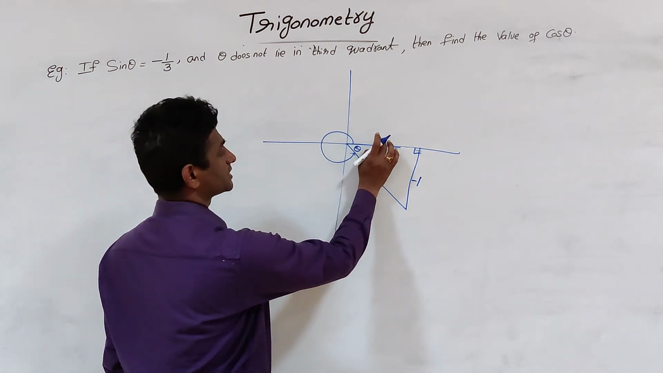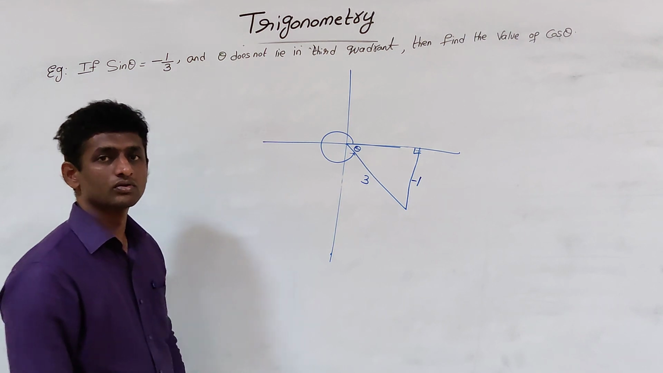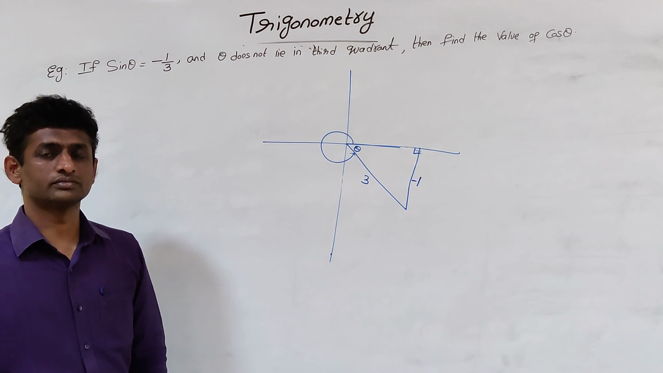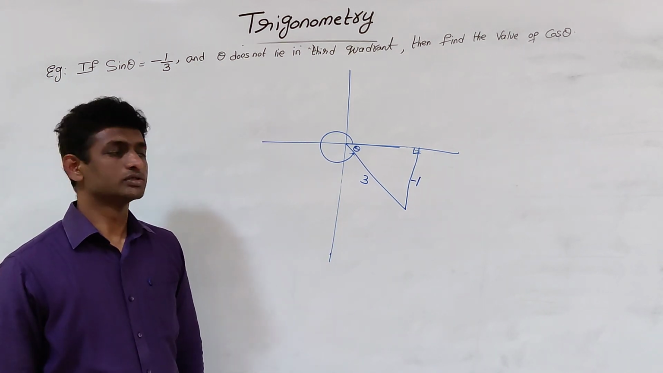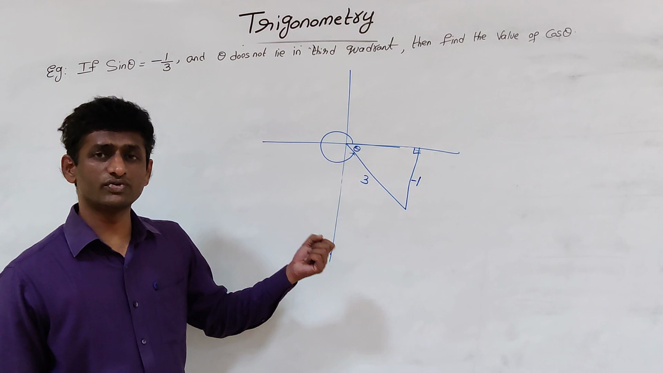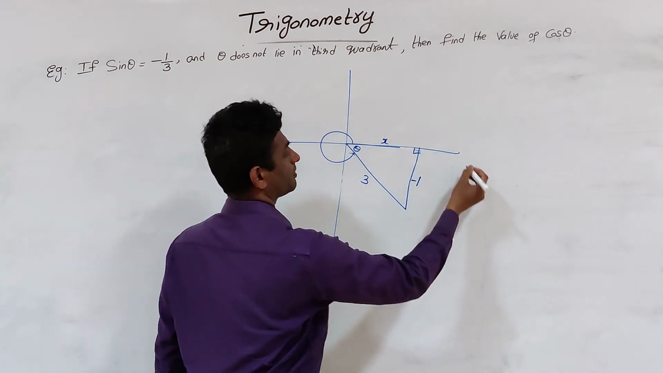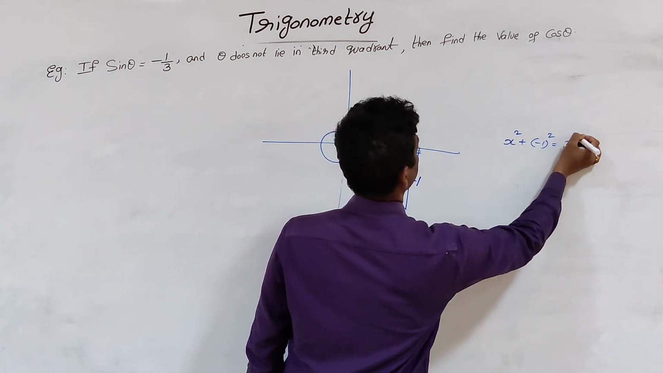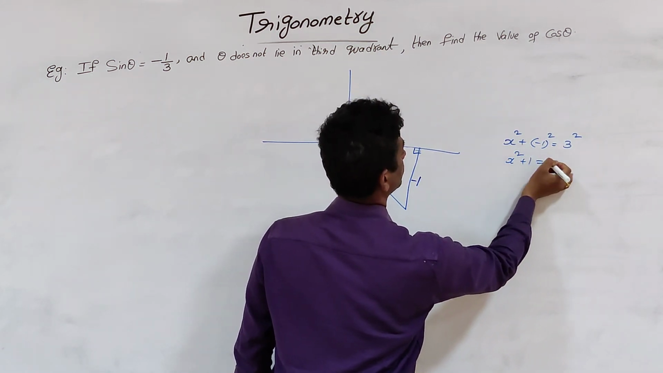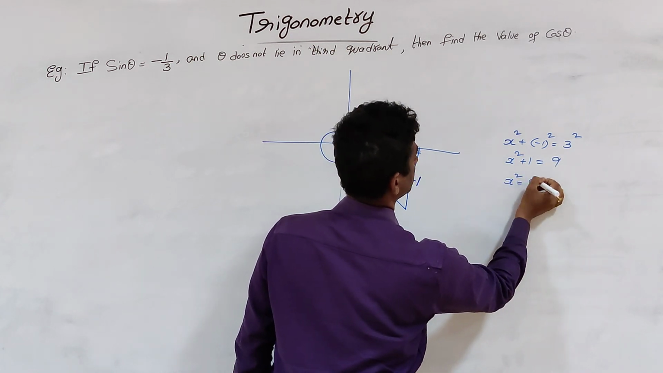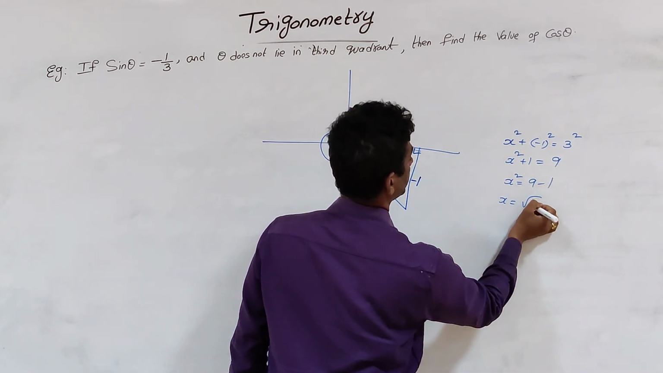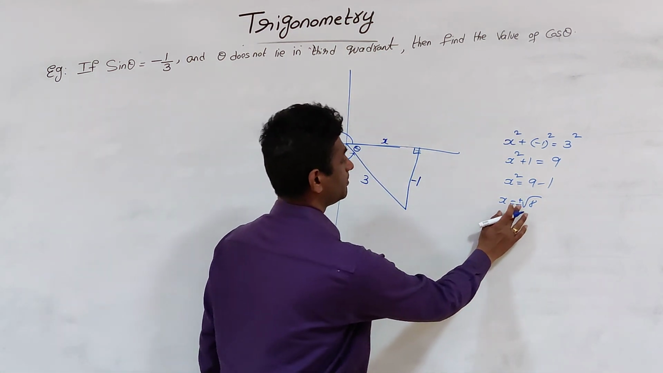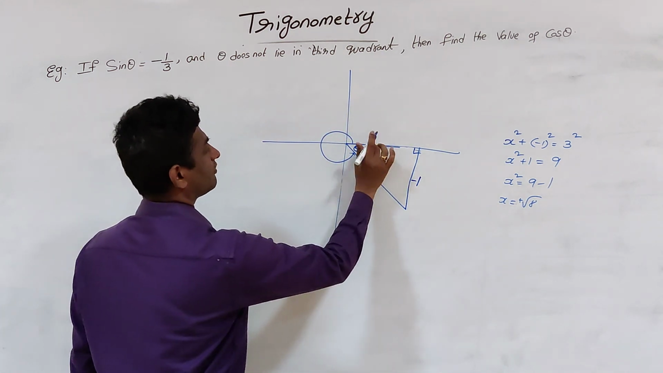Coming to the length of this side, what will be the length? By applying the Pythagoras theorem, as we don't know the value of x, assume that it is x. Now x square plus minus 1 whole square is equal to 3 square, means x square plus 1 is equal to 9, x square is equal to 9 minus 1, x is equal to root 8. Actually it should be plus or minus root 8, but it is the positive x-axis, so it will be plus root 8, means the value of x will be root 8.